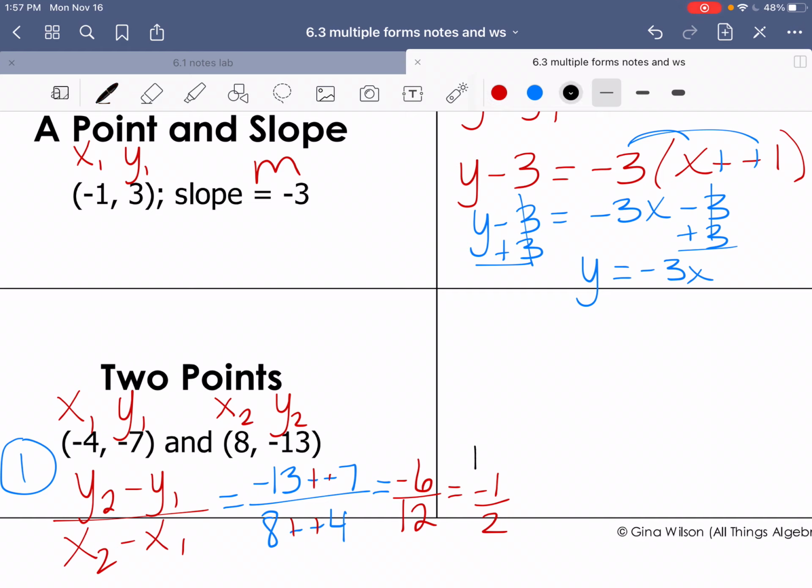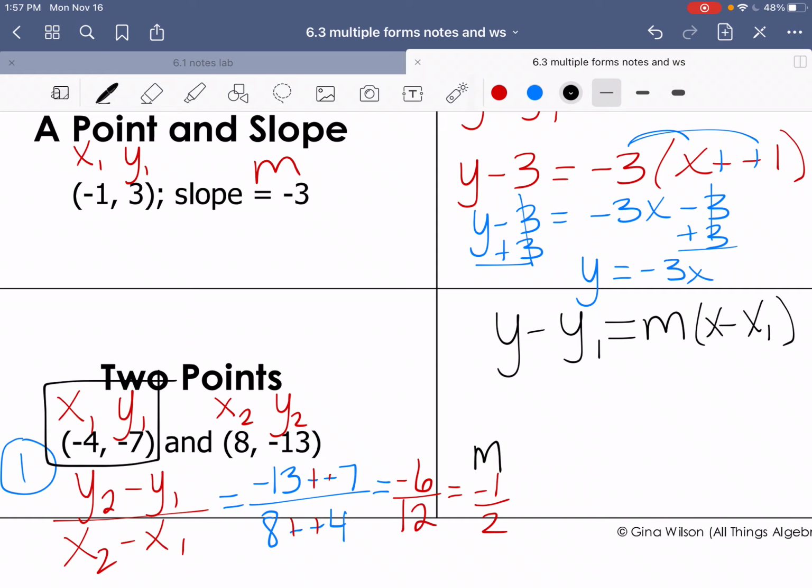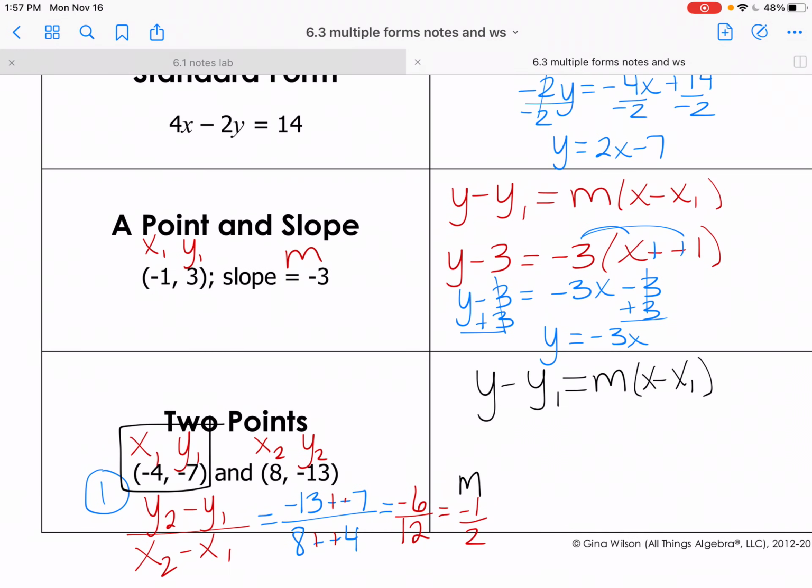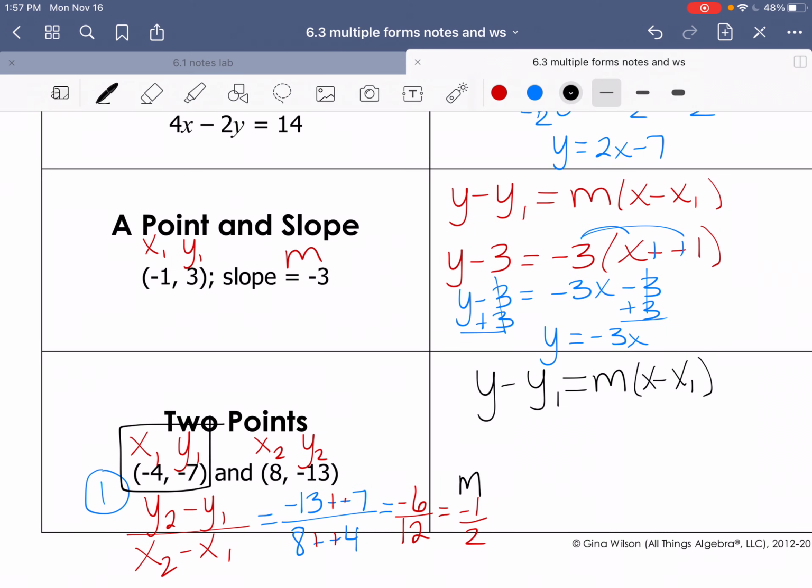Okay, and that's my m. This is my x1 and my y1. So when I plug it into point slope form, now I have my m, and I'm going to use the first point that I put in a box. Zoom out just a little bit so I have more room. Okay, so it's going to be y minus -7 equals my slope of -1/2, x minus -4.